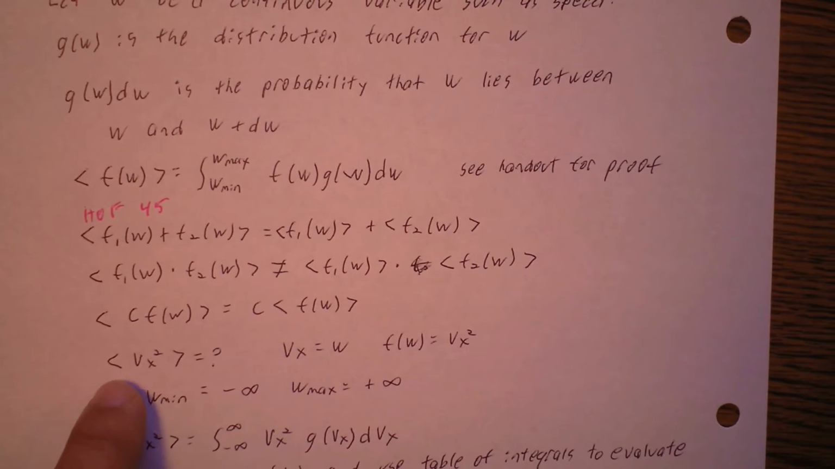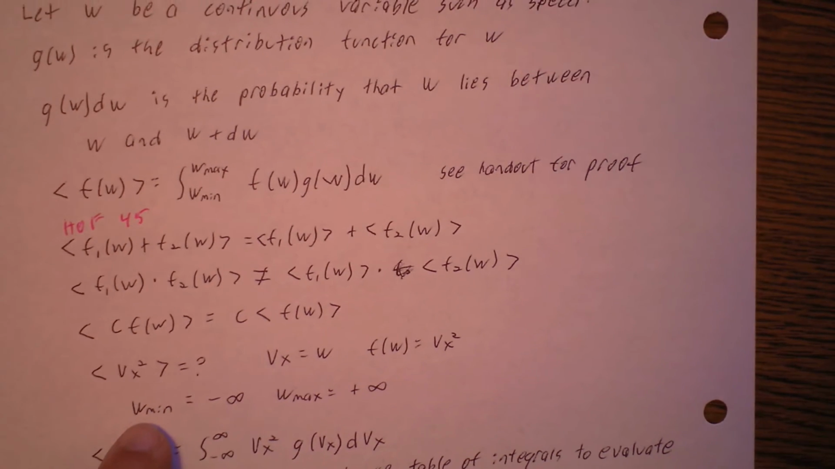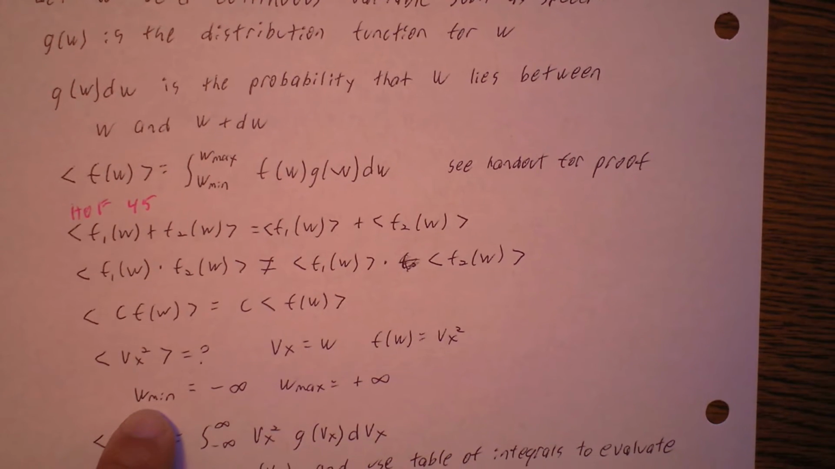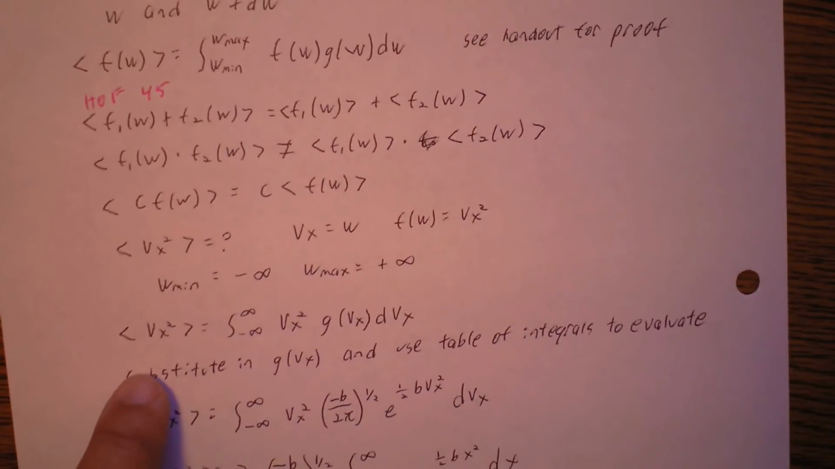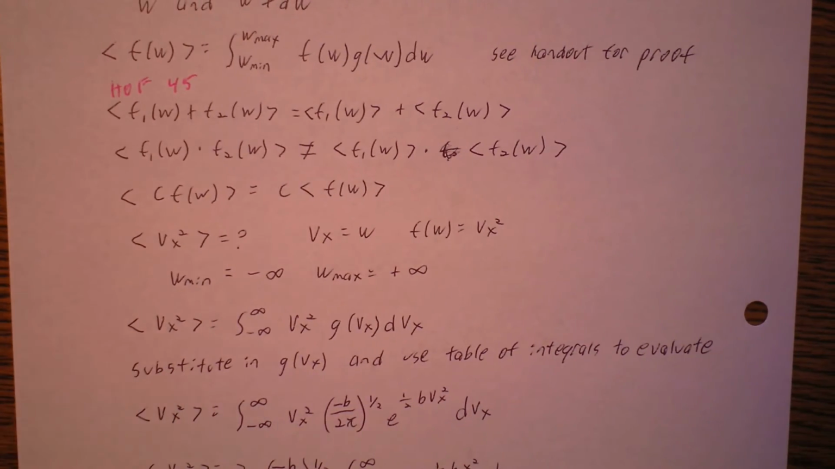So the average velocity of x squared is what? Well, vx is w, so f of w is vx squared. Our w min is going to be minus infinity, and our w max is going to be positive infinity. Then the average x component of velocity squared is going to be equal to the definite integral from minus infinity to infinity of the x component of velocity squared times this g function of v of x dv of x.